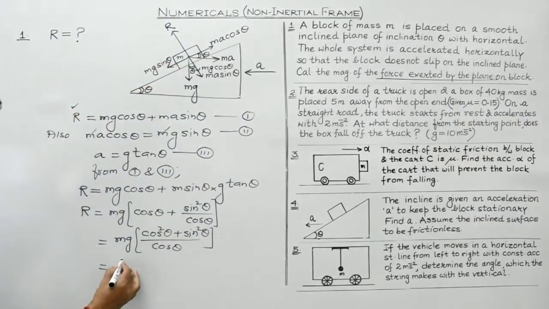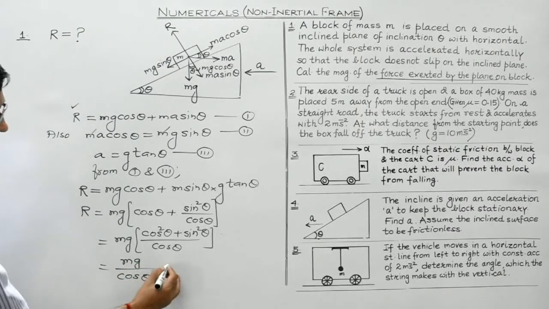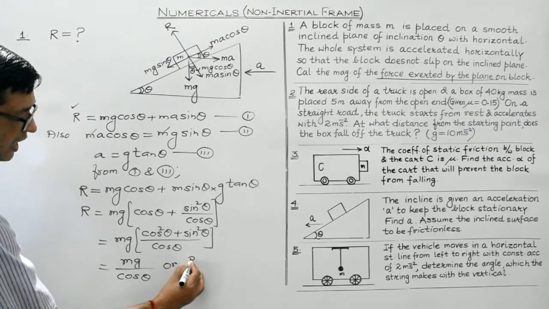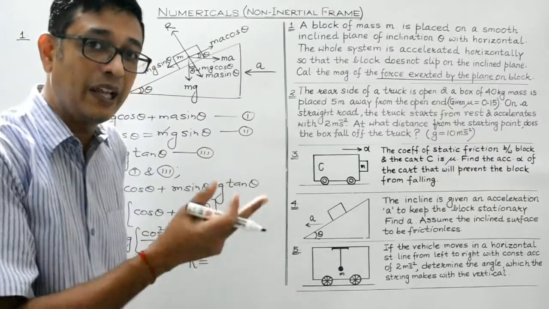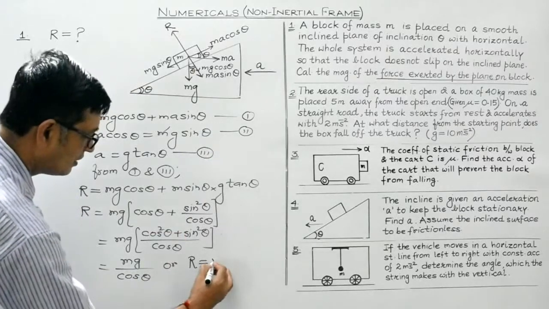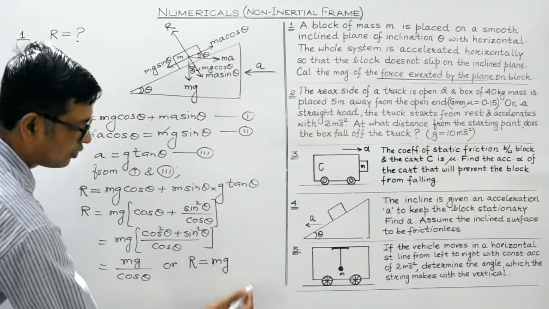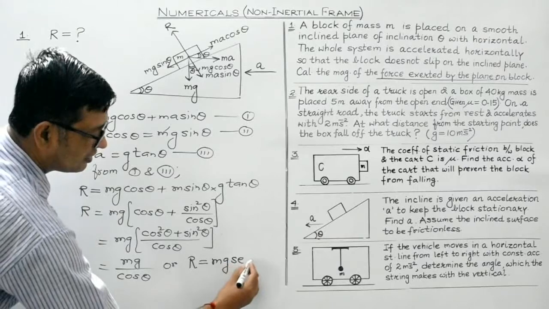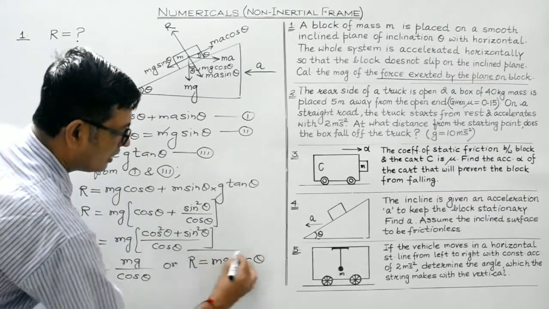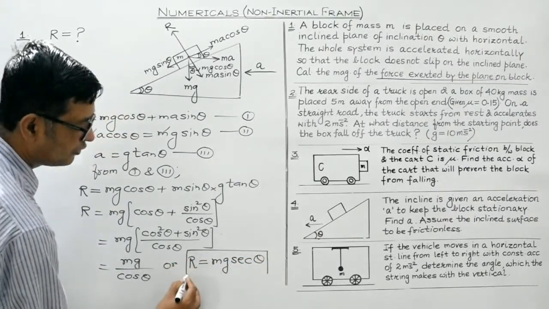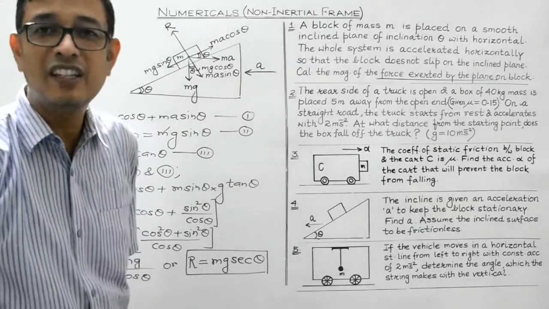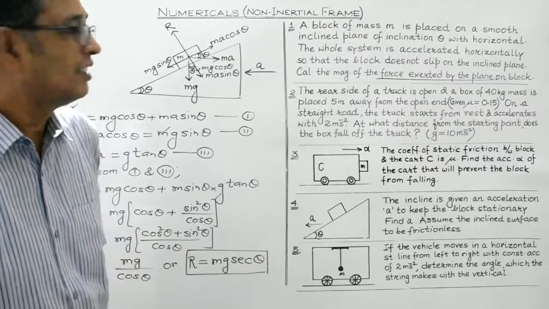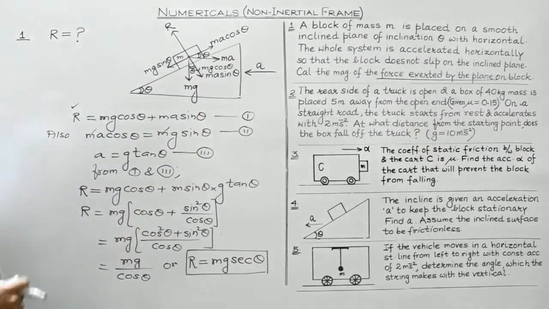So what we get is mg divided by cos theta, or the reaction force, which is the force exerted by the inclined plane on the block, is mg times 1 by cos theta, which is secant theta. So this is the answer, students. This is the force exerted by the inclined plane on the block, which is the reaction force, right? So I hope you have understood this concept.